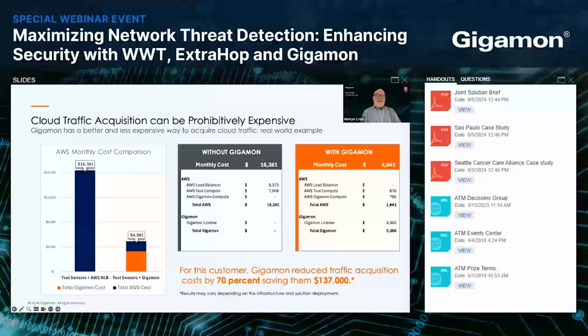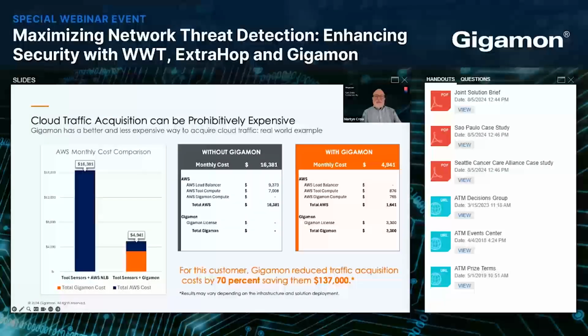And we see this across the board. Regardless really of the tools that you're using, we see this over and over again, that using the Gigamon Universal Cloud Tap, we can reduce costs very, very significantly.